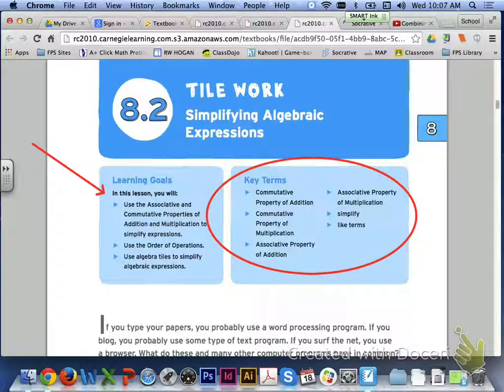Hi class, in lesson 8.2 we are going to be looking at simplifying algebraic expressions. Learning targets for today, we will use the associative and commutative properties of addition and multiplication to help us simplify expressions. We'll be looking back at using the order of operations, and we can also talk about looking at our colored pencils again to represent our algebra tiles in order to simplify algebraic expressions.